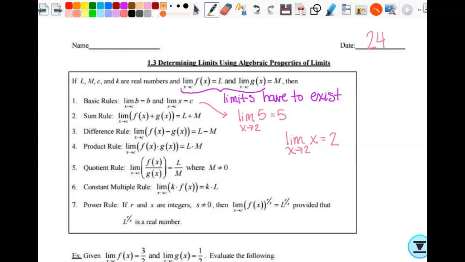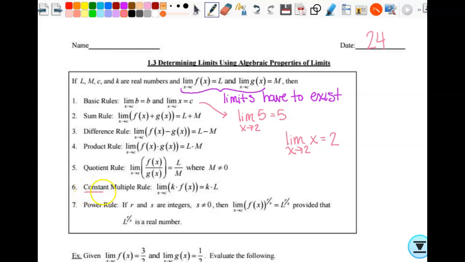If you're going to take the limit of 2 functions being added together, you can take their limits independently and then add them together. Remember, L is the limit of f of x, M is the limit of g of x. So the sum rule, you can just find them separately and add them together. That's all it's saying. The difference rule, same thing. You can find each limit and then subtract them. The product rule, you find each one and multiply them. The quotient, you find each one and divide them, but M can't be 0. Hopefully most of these make sense. It's not a whole bunch of rules you have to memorize. They just look a little crazy.